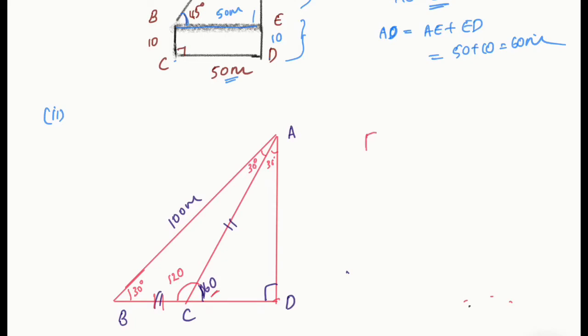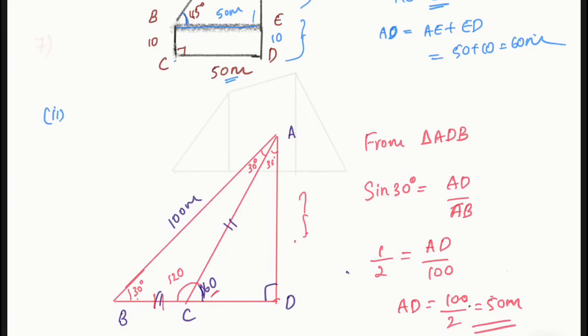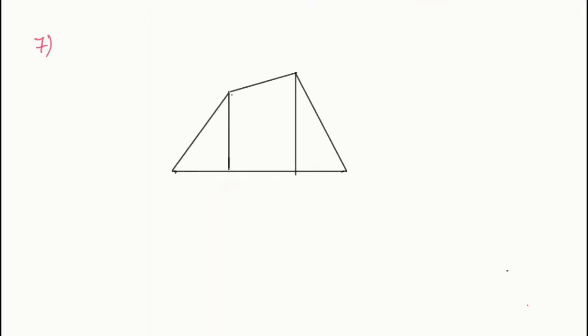Now we can use triangle ADB. We have 30 here. I need to find AD, so perpendicular by hypotenuse. Sine 30 equal to AD by, what's the hypotenuse given? That is AB. So sine 30 is 1 by 2 is equal to AD by 100. So AD is equal to 100 by 2, that is equal to 50 meters. Okay, it's very easy. Now let me do the seventh question.